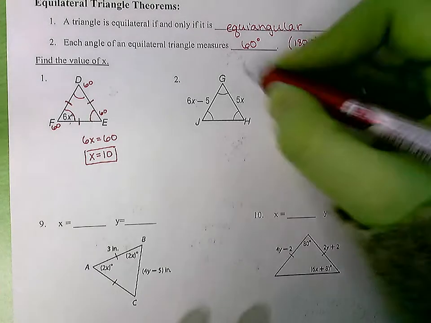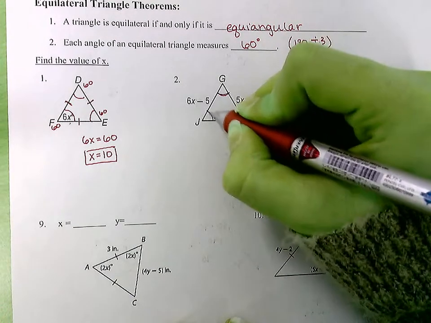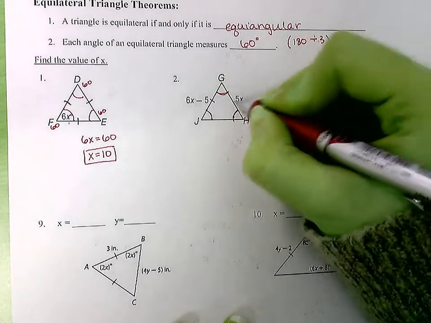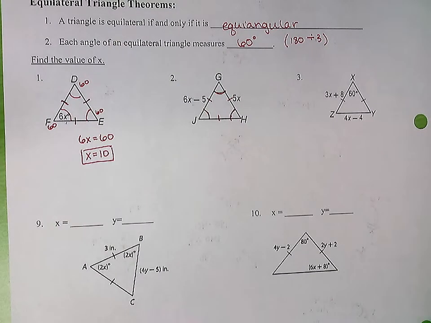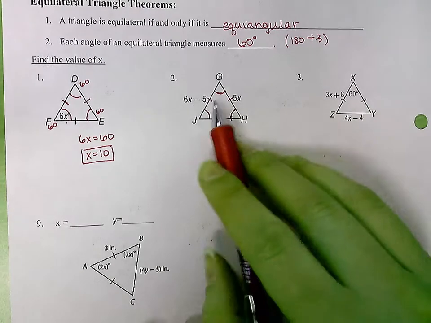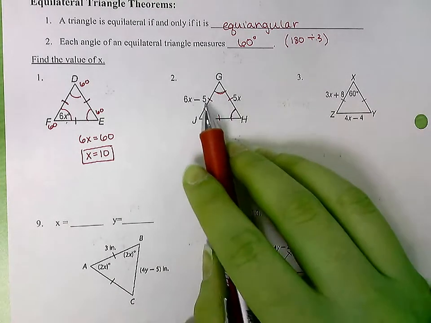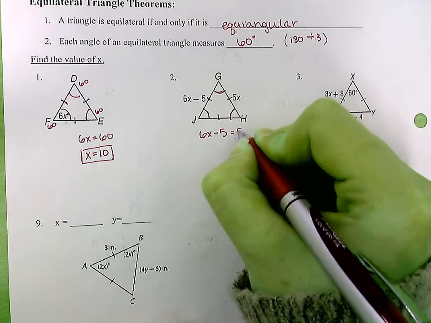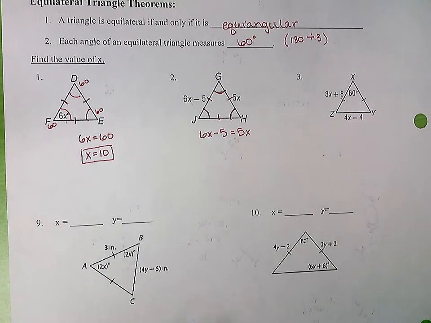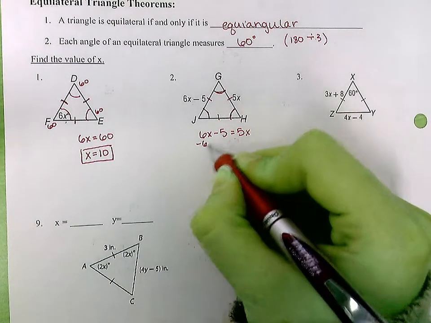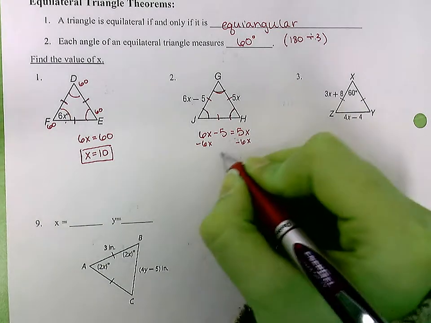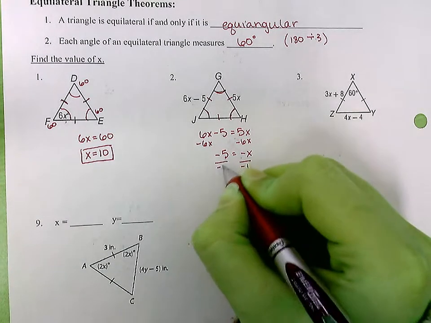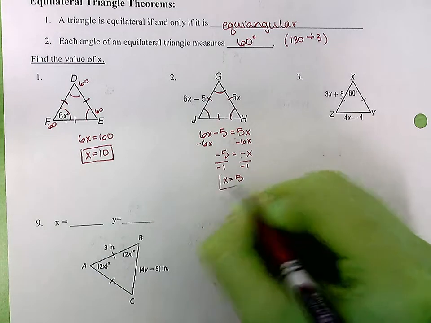Okay, number 2, for this one, it shows that all 3 of my angles are equal, and if all 3 of my angles are equal, that means all 3 of my sides have to be, and it is an equilateral triangle. So since all of my sides are equal, I can set these two lengths equal to each other. So 6x minus 5 is equal to 5x. So I'll subtract 6x. So I have negative 5 equals negative x. Divide by negative 1, and x is 5.